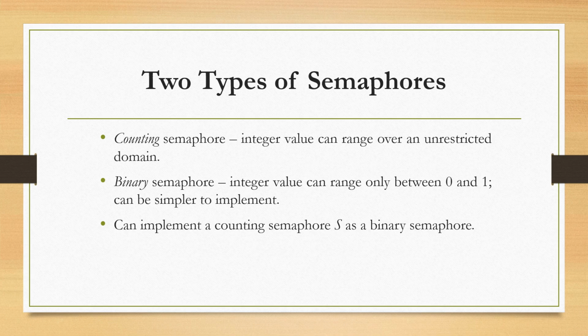Summary: binary semaphore, limited to two values, 0 and 1, used for mutual exclusion. Counting semaphore can represent a count of resources, allowing more flexible management of multiple instances of a resource.